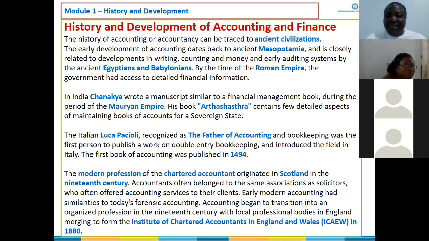So this is where we are now with the history and development of accounting. And I belong to ACCA, the Association of Chartered Certified Accountants, which was set up in 1904. But that was set up after ICAEW in 1880.